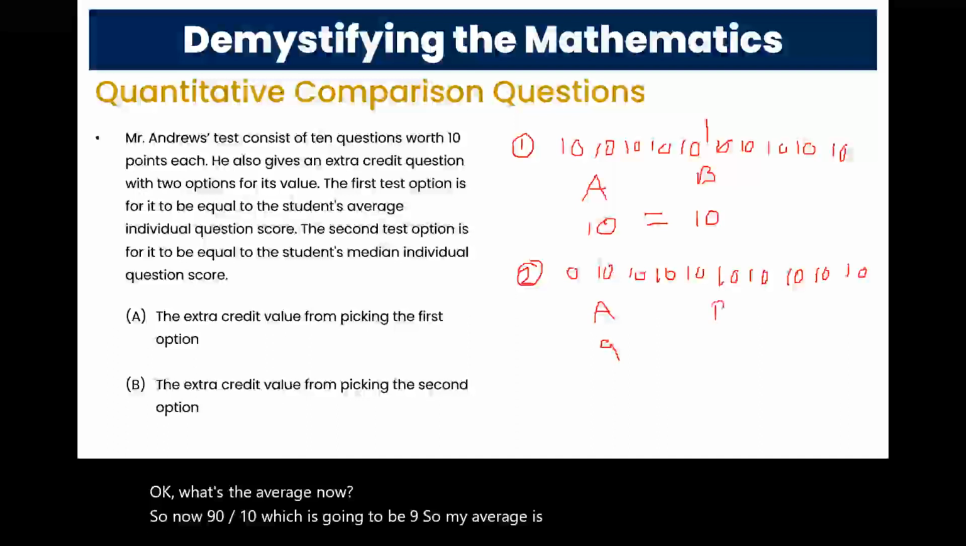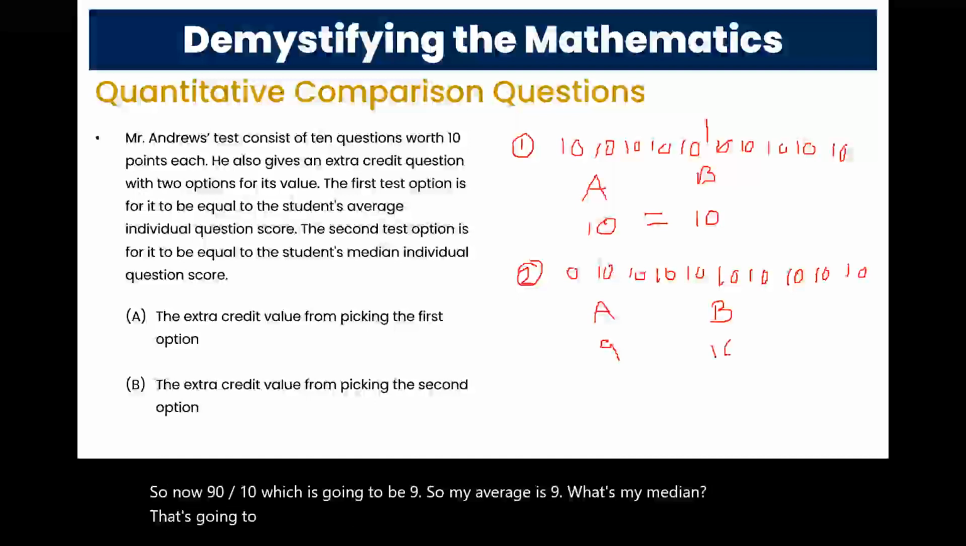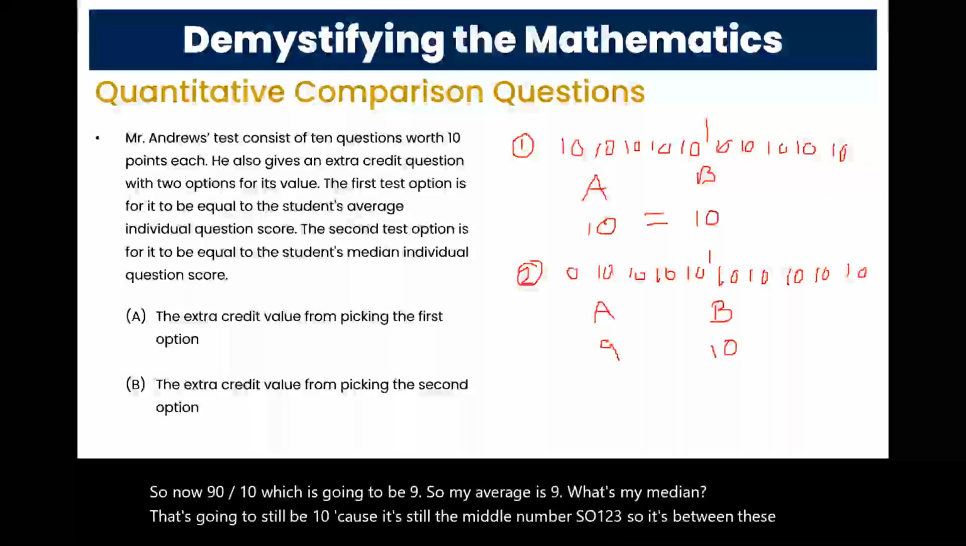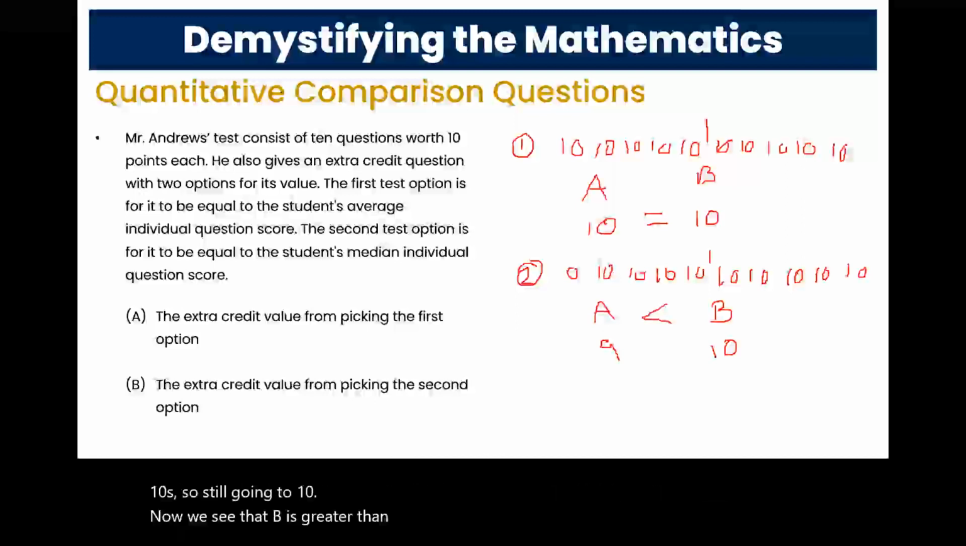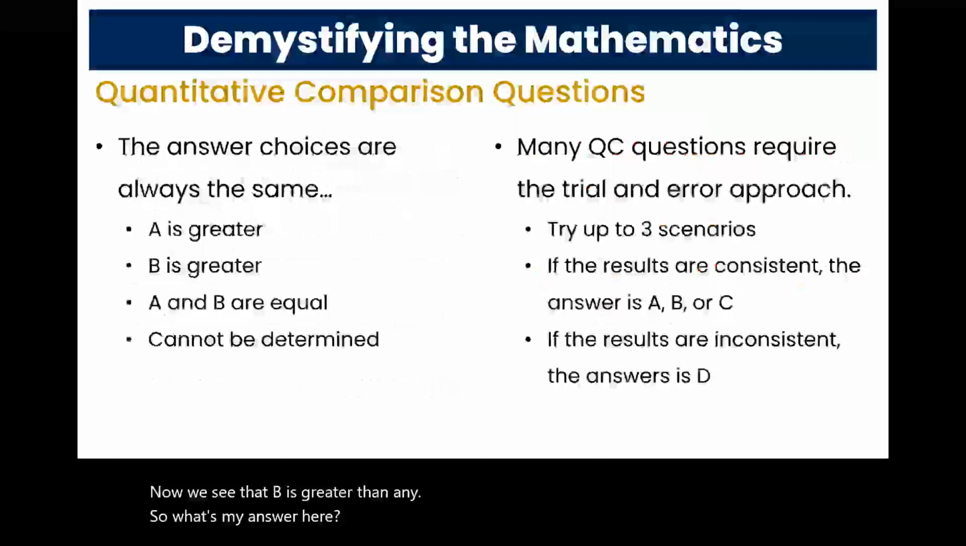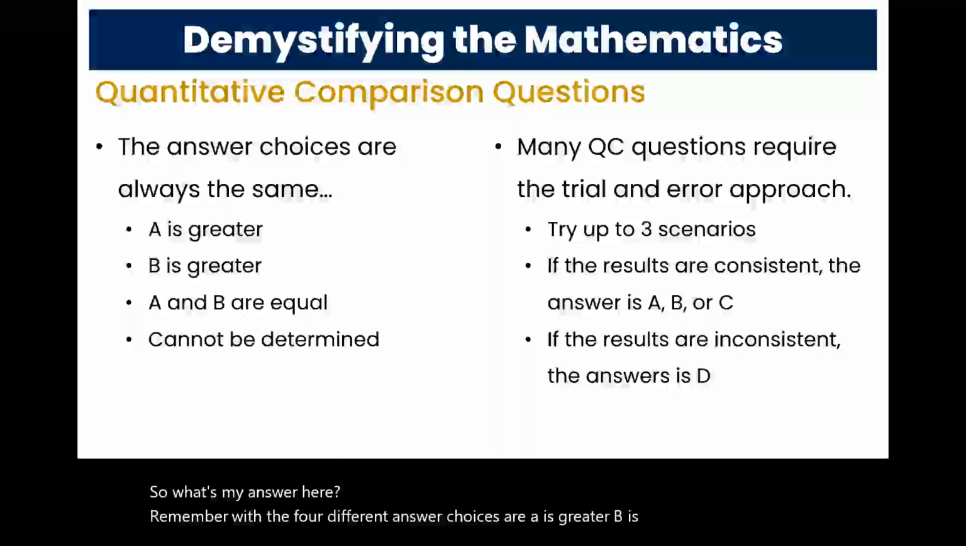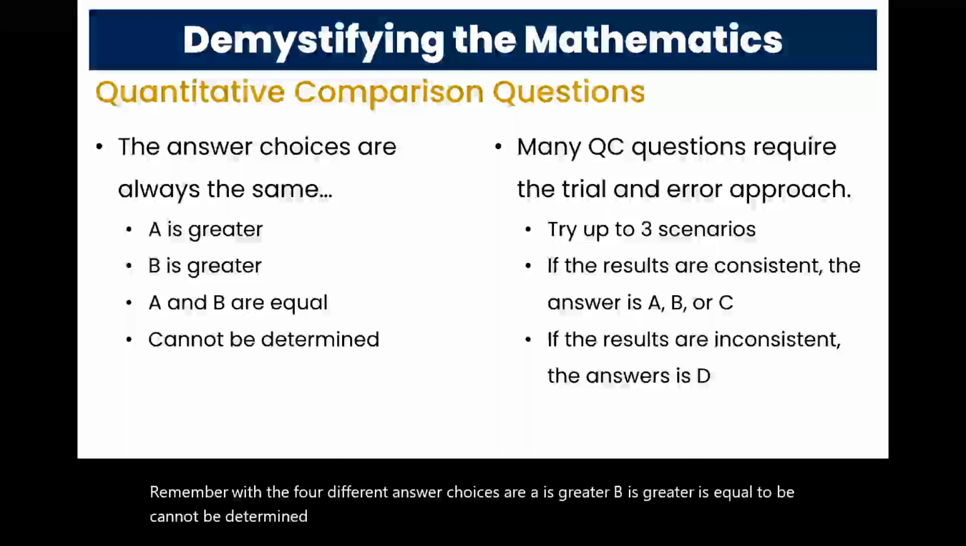What's my median? That's going to still be 10 because it's still the middle number. So 1, 2, 3, so it's between these two 10s. So it's still going to be 10. Now we see that B is greater than A. So what's my answer here? Remember what the 4 different answer choices are. A is greater, B is greater, A is equal to B, cannot be determined. So what answer choice must I have to pick on this one?